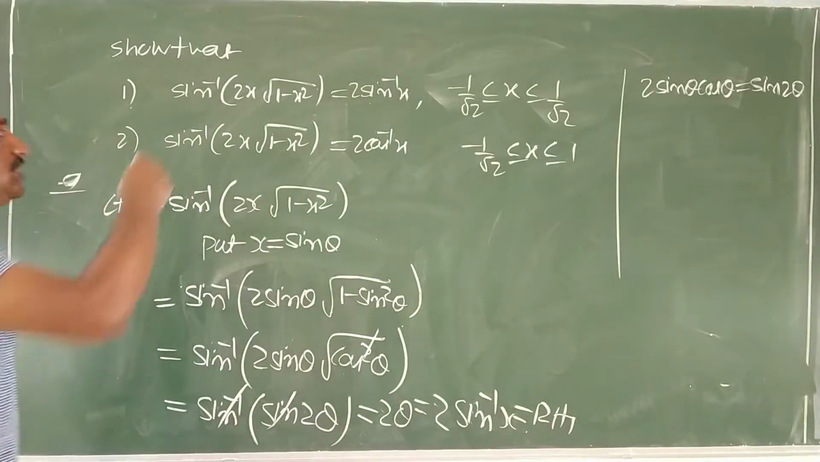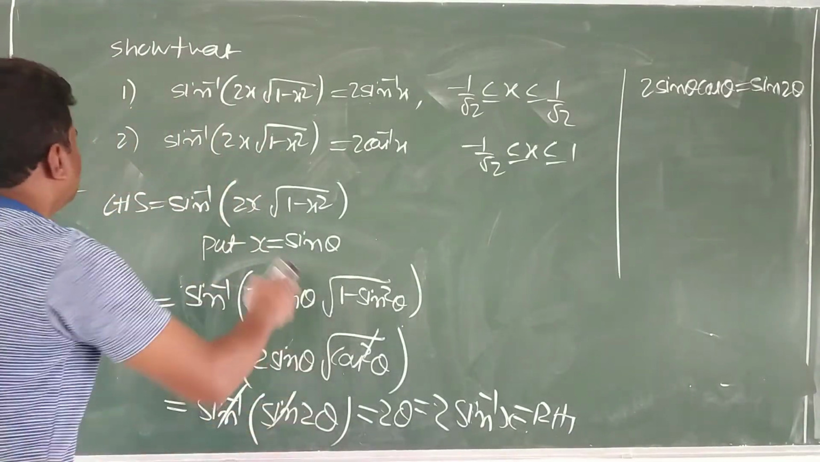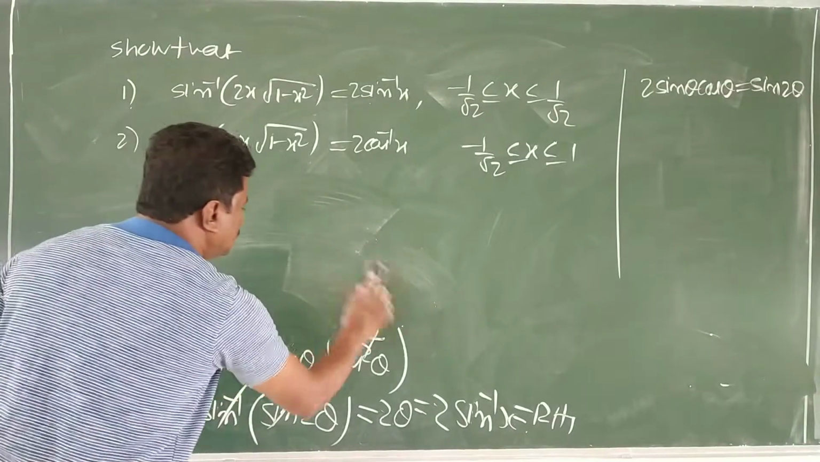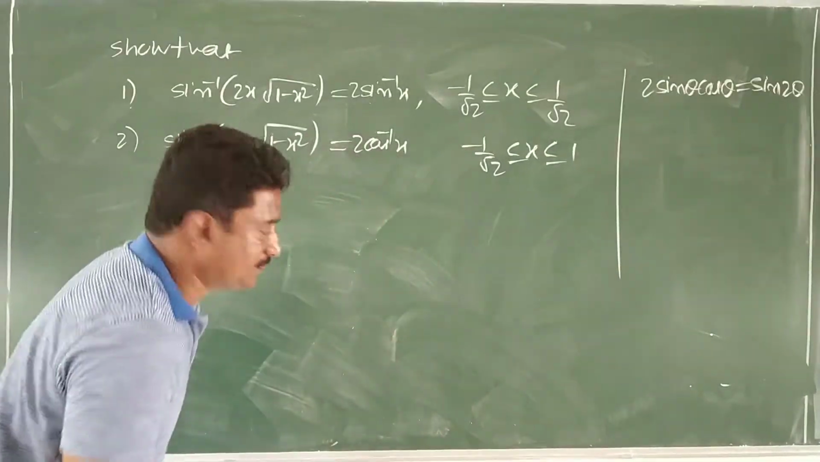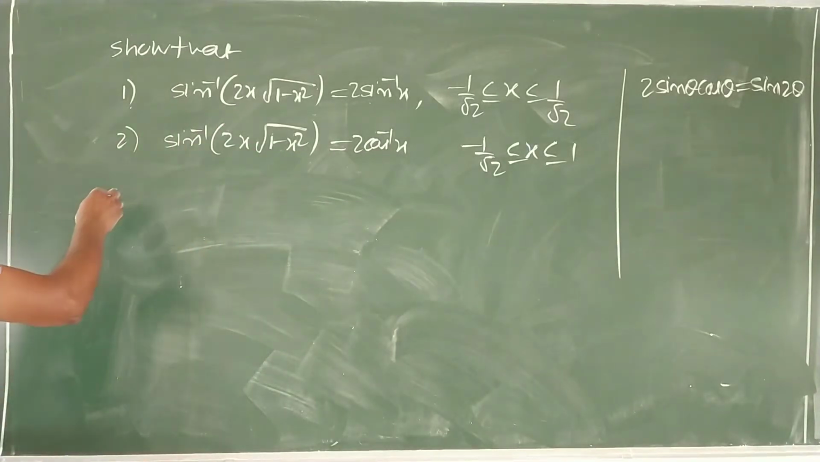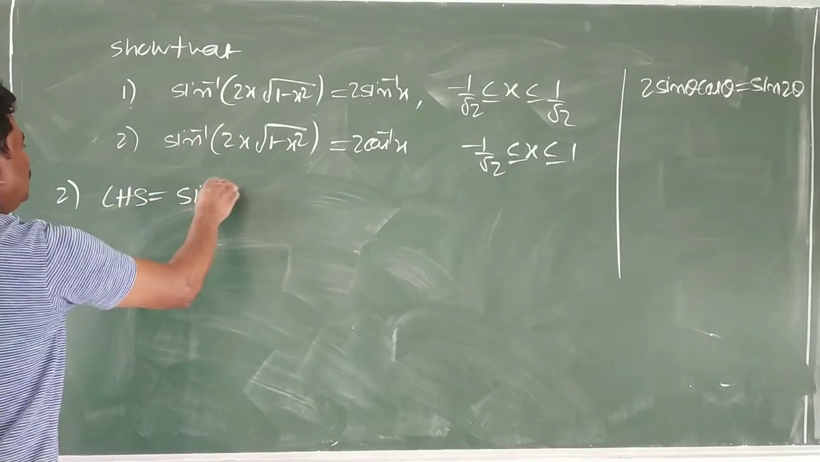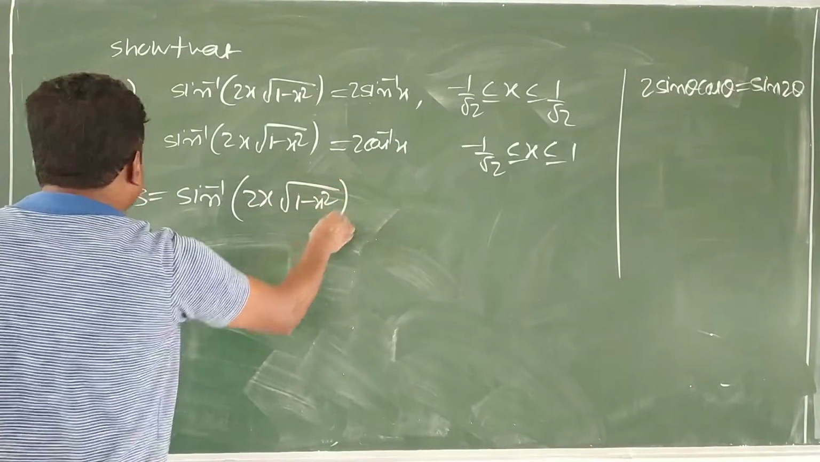Similarly, you try that second one, students. Same, put x is equal to what? Cos theta. Proving that second one is so easy. So the second one, LHS. What is LHS? Sin inverse 2x into root 1 minus x square.